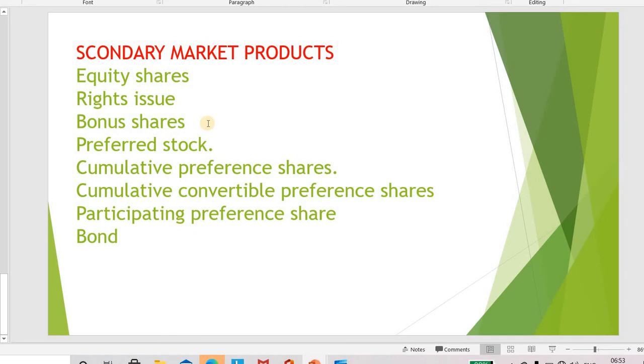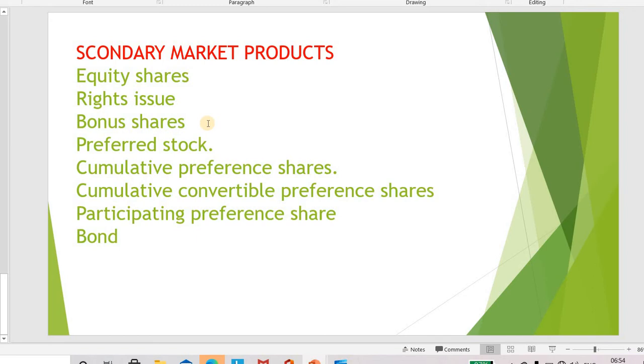Second one, right issues. Right issue means the issue of new securities to existing shareholders at a ratio to those already held. We know in the secondary market, securities have already been issued one time. Third one, bonus shares. Shares issued by the companies to the shareholders free of cost by capitalization of accumulated reserves from the profit earned in earlier years. We know the meaning of bonus: some capital accumulation or reserve was there, and from profit they can give it to shareholders.